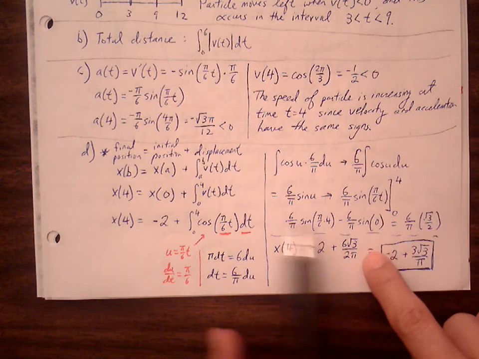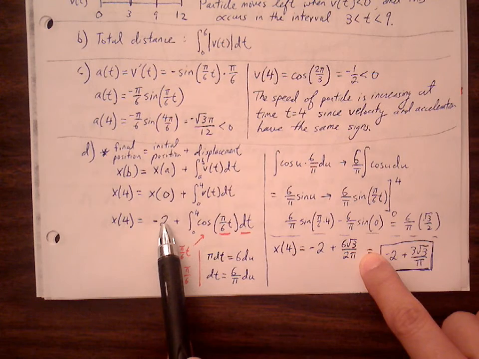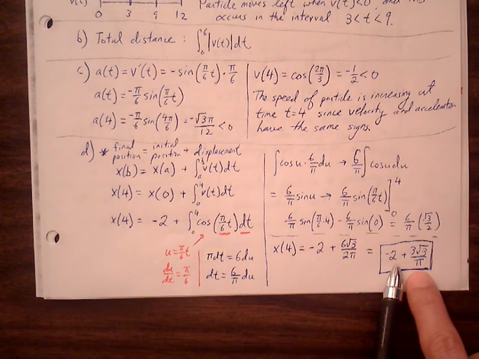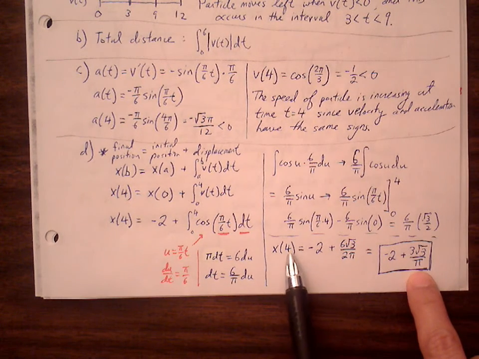We still have to add that resulting value to my initial position. So that plus 2, displacement plus initial position, is going to be the overall value that will take me to the position at t equals 4.